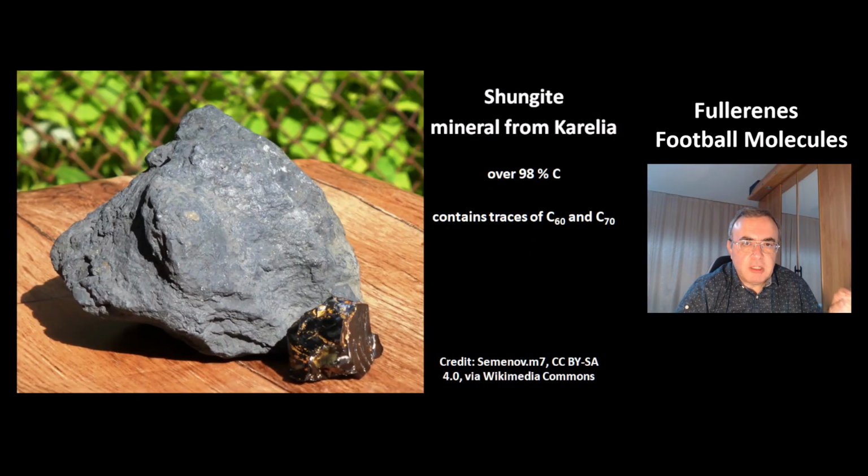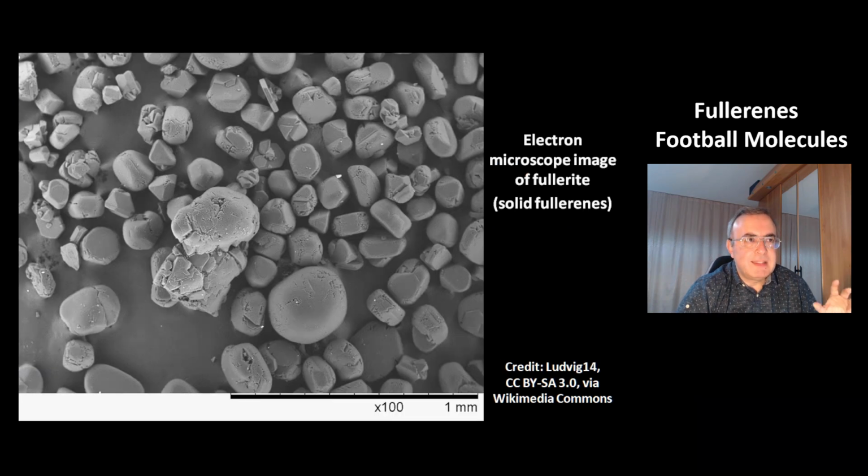This is a picture of Shungite Mineral from Karelia. It contains over 98% carbon and traces of the Fullerene C60 and C70. This is an electron microscope image of Fulleride. Fullerides are solid fullerenes.